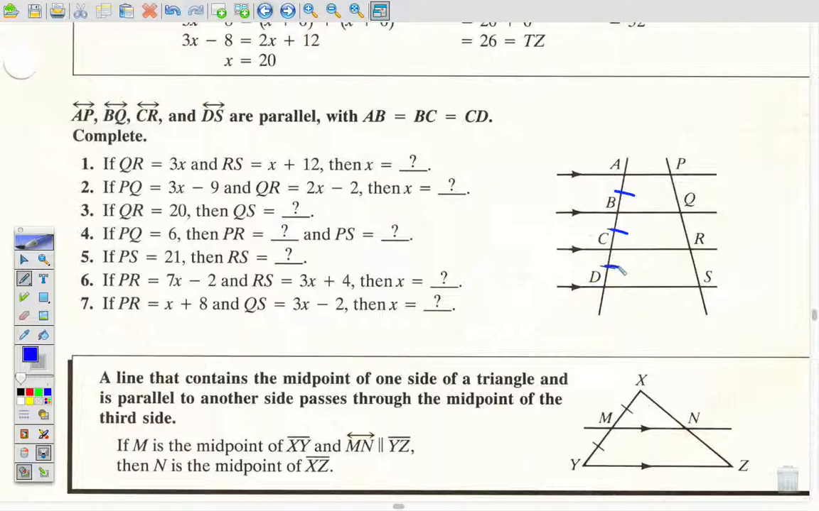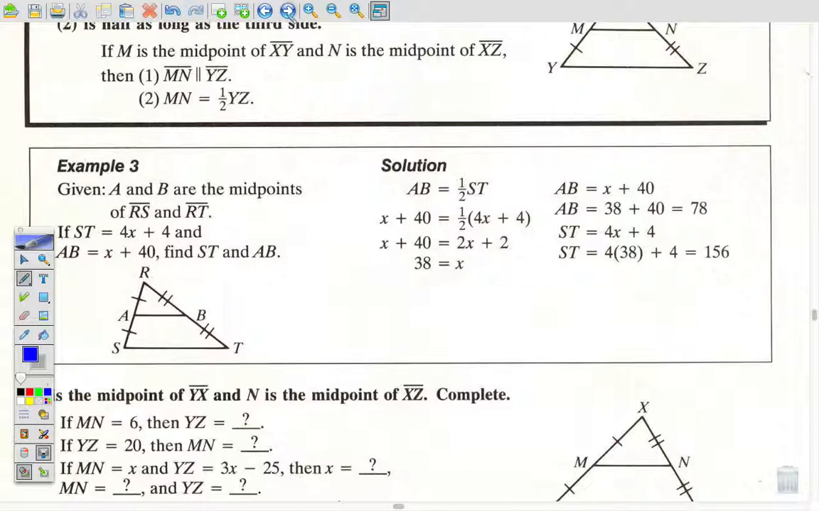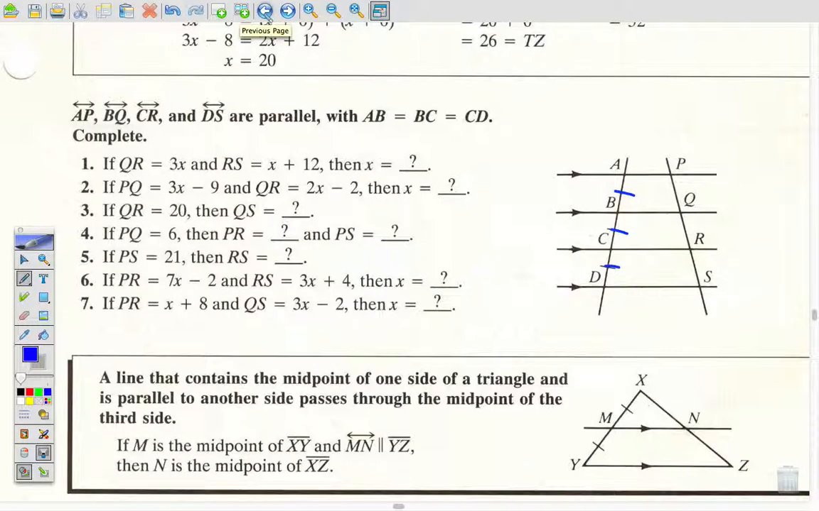Now what they're going back to, or the theorem that they're using here, I'm not going to re-magnify this, but what they're trying to show here is, remember, when you have parallel lines that are crossed by a transversal, and the segments that are created are cut off into equal parts, then these are cut off into equal parts. All right, so let's take a look at number one.